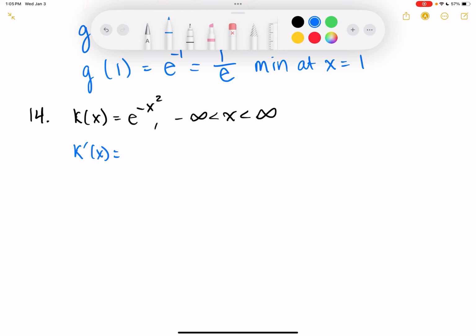It would be a chain rule. I don't know about a double chain. e to the negative x squared, that's part of it, the easy part. Times negative 2x. So negative 2x e to the negative x squared.